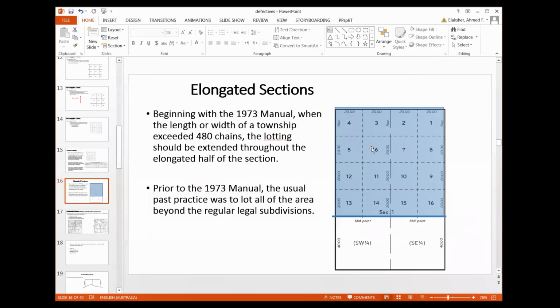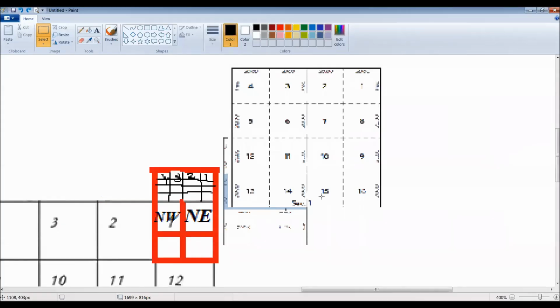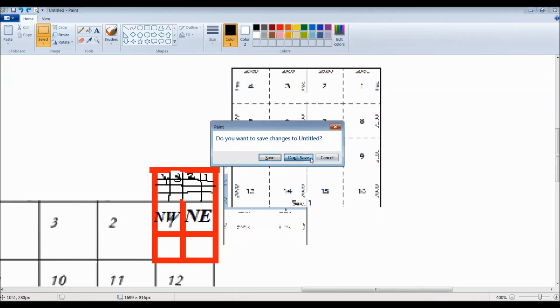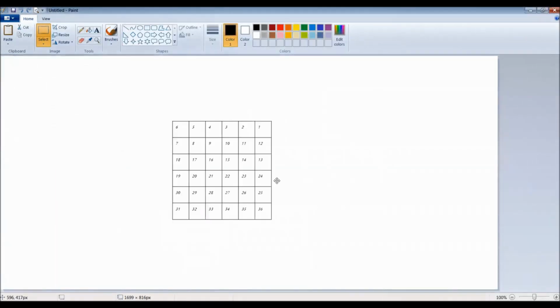So continuing here, one other part is the defect of elongated sections. And to illustrate here, sometimes when we do the surveys, let me go to Paint, we end up with a case. Okay, let me clear this and maybe bring the township I used and place it here.